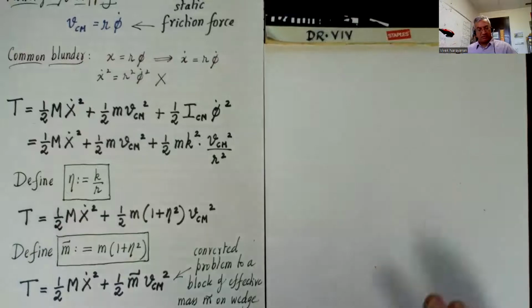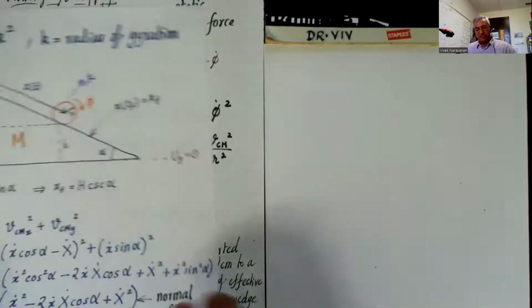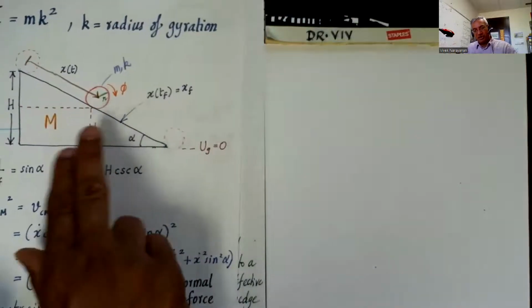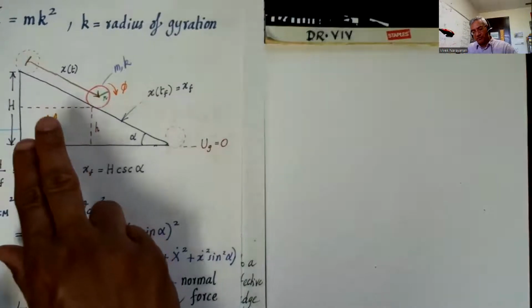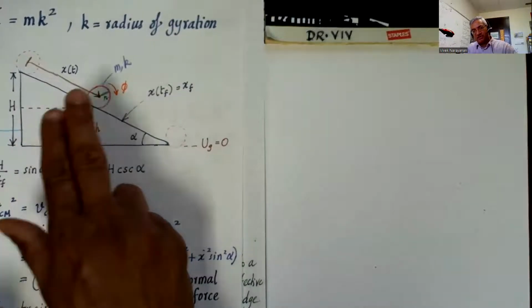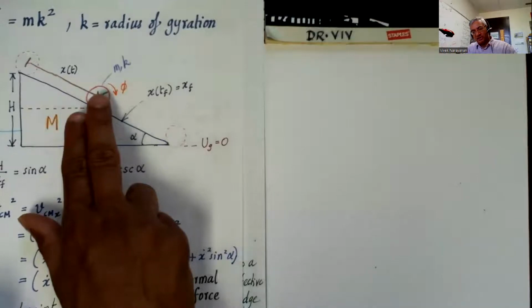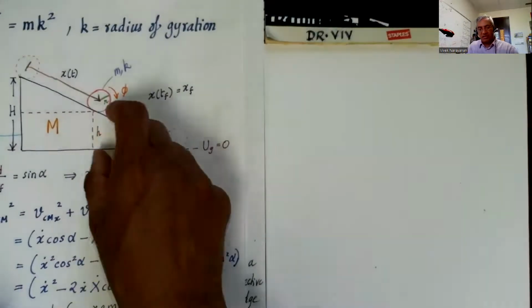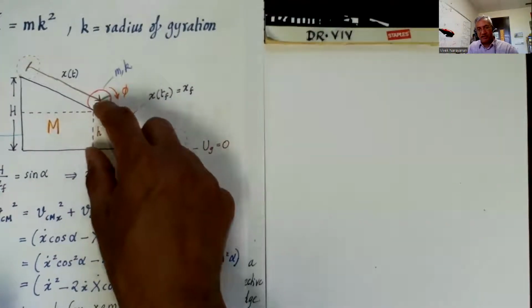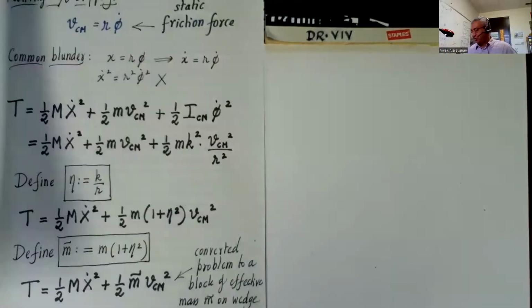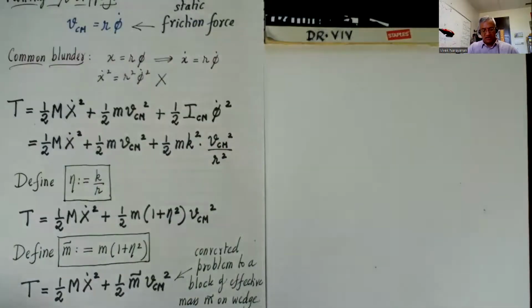The potential energy term, remember the zero of the potential energy is here. At any given time, the potential energy will have two terms. One, the potential energy of the wedge itself, and the second is the potential energy of the rolling object. The rolling object at an intermediate point is at some height, little h. So let's write the potential energy.